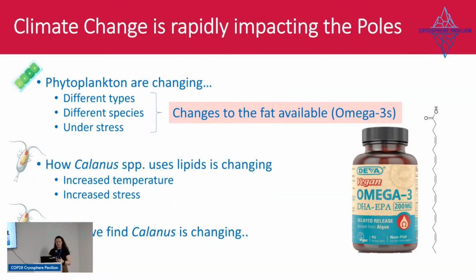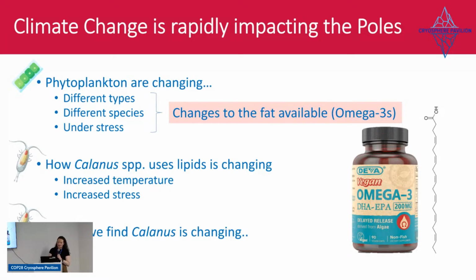So for the phytoplankton, the animals that produce all of those fats, they're changing. We're seeing different types, different species, and also these phytoplankton are under stress. And that changes their ability to produce the amount of omega-3s that calanus and the rest of the food web rely on. How calanus uses its lipids is also changing. As temperatures increase and calanus experiences more stress, it may not be able to accumulate as much lipid as before. And so it being this really energy-rich and nutritious food source is changing slightly too.